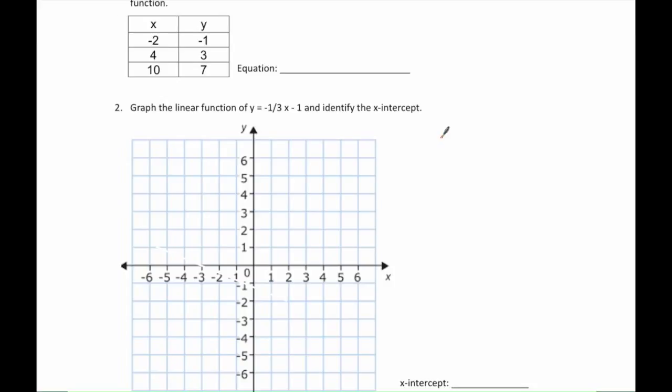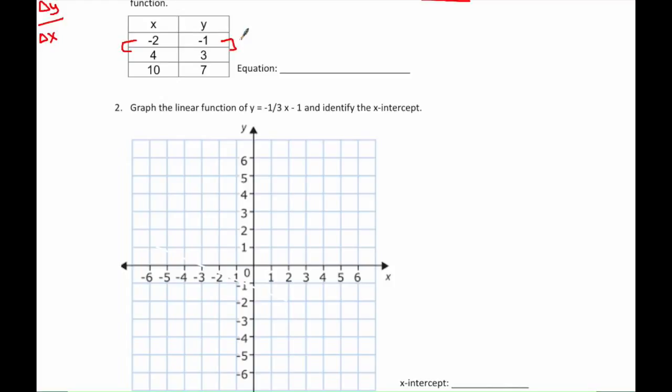The first one said this table of values represents a linear function. Write an equation in y equals mx plus b that represents this function. So right now what I know is that in slope-intercept form I need two things. I need the slope and I need the y-intercept. So to find the slope, given a table of values, you do, as always, the change in y divided by the change in x, or the change in y over the change in x. You don't really need to divide if you like to keep it in fraction form.